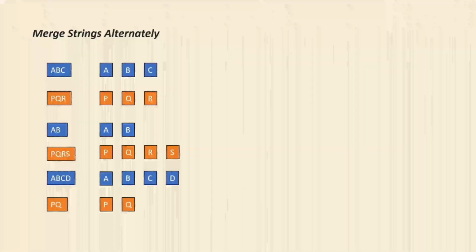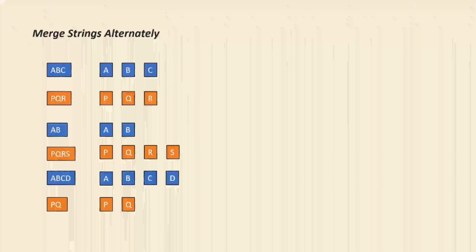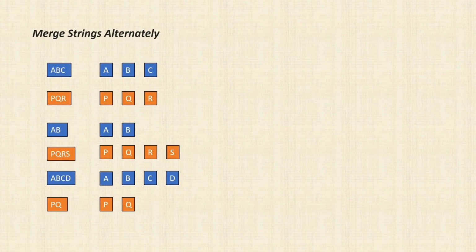Let's try to understand the approach to solve the given problem with the following examples. In the example 1 we are having ABC PQR. In the example 2 we are having AB PQRS, and in the example 3 we are having ABCD and PQ. So first we need to split the characters from the string separately and we need to merge them alternatively. So the resultant output would be looking in the following manner.